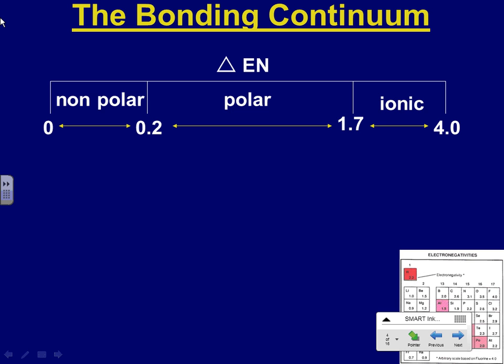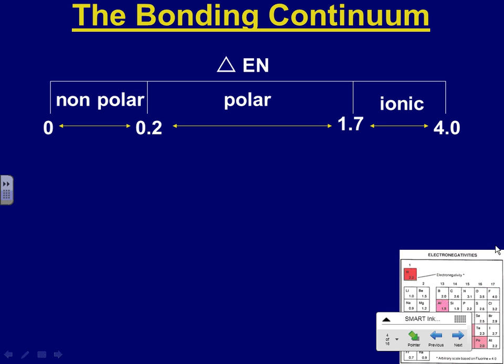It's not a line spectrum, but it's a continuum, a gradual change. Same thing with bonding. Bonding can be nonpolar, or it can be right on the edge of being polar. It can be weakly polar. It can be in the middle of being polar. It can be strongly polar, and it can be so strongly polar it's ionic, depending on what the atoms are.